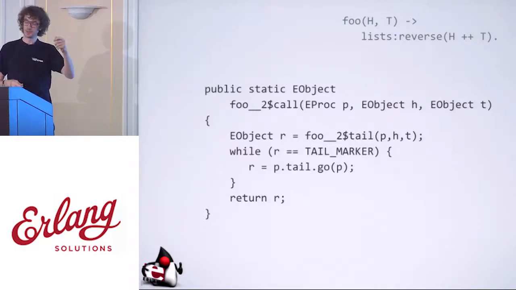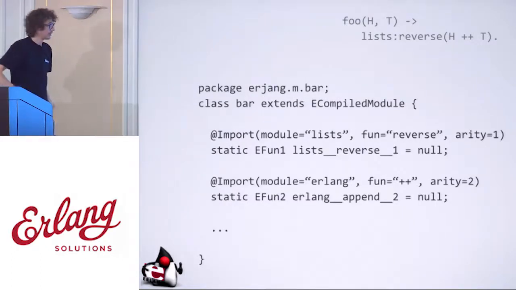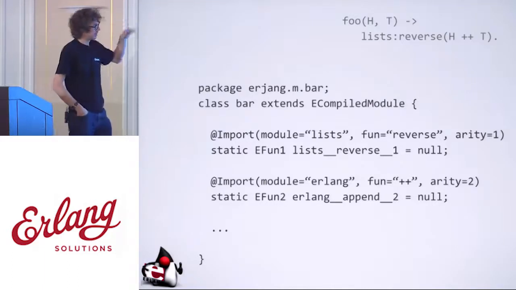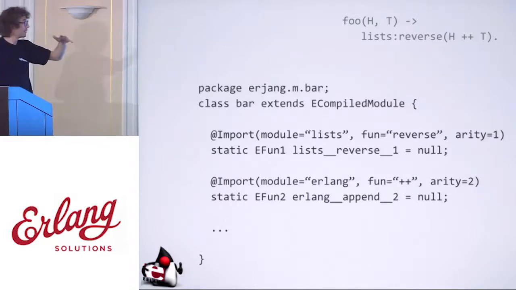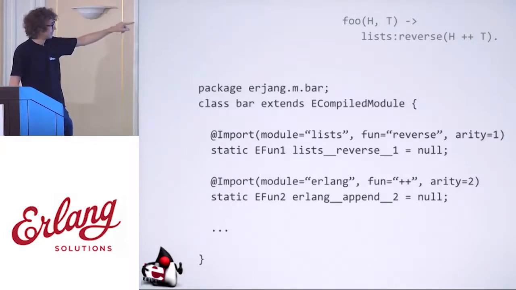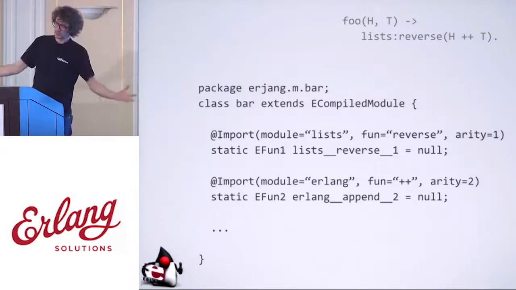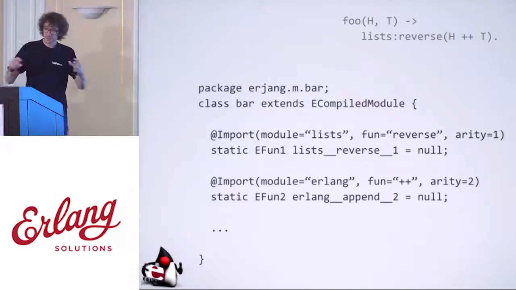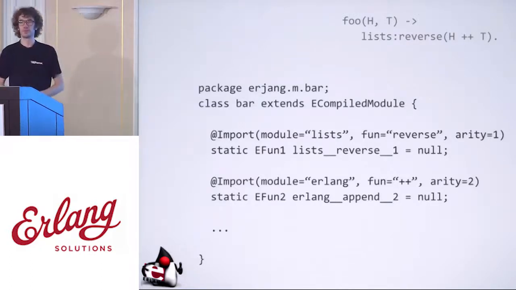At the very top level of a process, there'll be one loop that essentially boils down to all the tail recursion going on. The magic global variables I talked about are actually injected by using some Java annotations. The module these functions get compiled into has static variables like this that have these Erjang-specific import annotations. So when the Erjang VM loads this particular class, it looks for these annotations and fills them out with an efun object that corresponds to whatever was declared here.